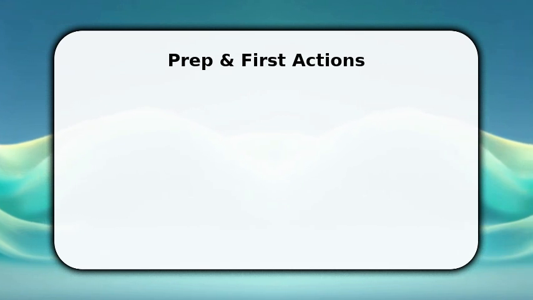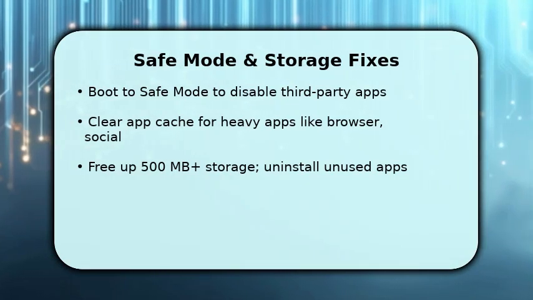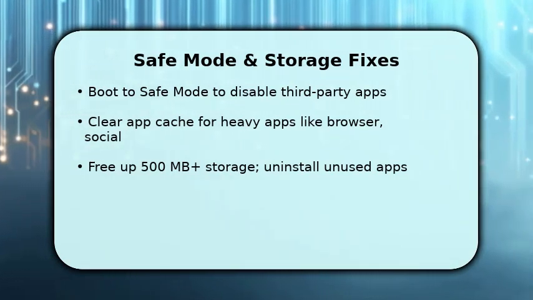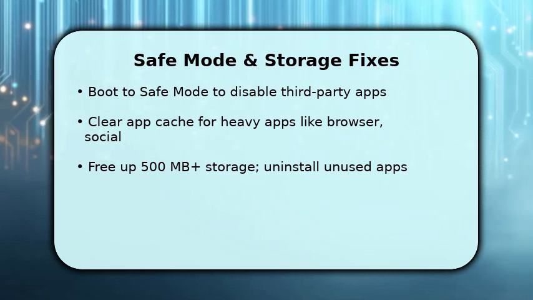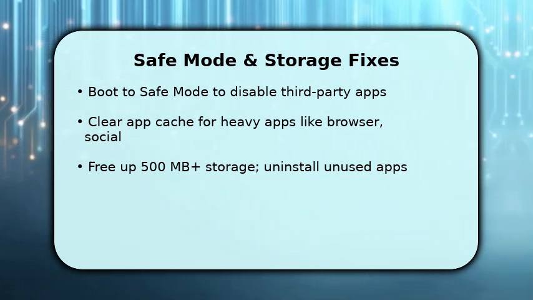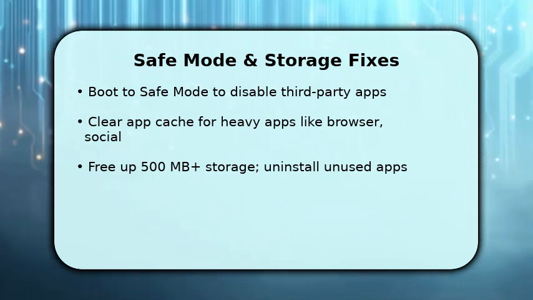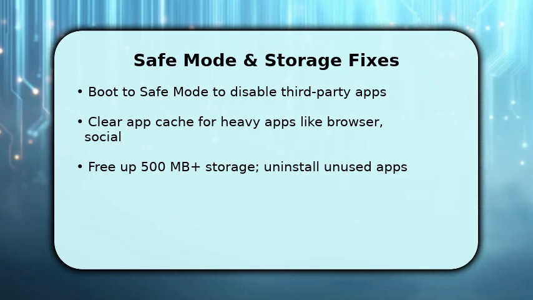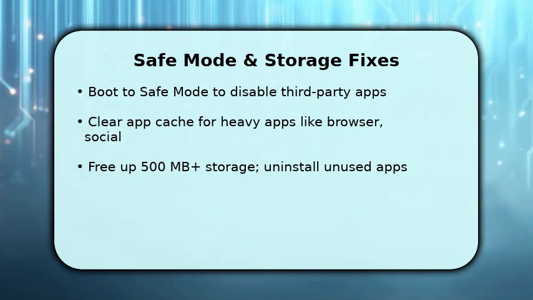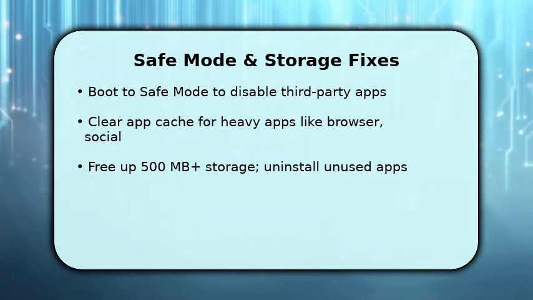Now boot into safe mode to test whether a third-party app is freezing the system. Press and hold the power option, then tap and hold power off until safe mode appears. Once in safe mode, go to Settings, then Apps, and clear cache for memory-heavy apps like browsers or social clients, because cached data can corrupt and stall processes.